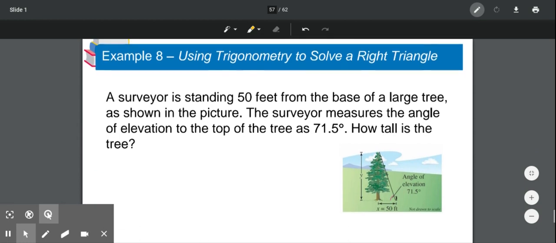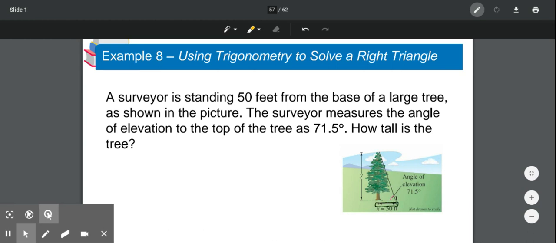But let's look at this one story problem. And then the next section that we're going to work on is actually all story problems. So this is just kind of a warm up to that. So this says a surveyor is standing 50 feet from the base of the tree. Right, so that's this distance right here that they gave us. This is their 50 feet from the base of the tree.